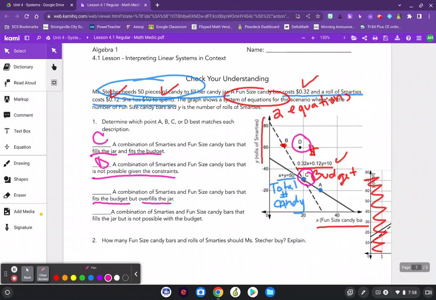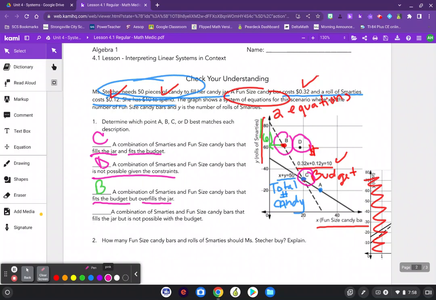And so my budget line is this dashed line. We already used point C. So this is going to fit my budget. This is going to work out to give me the $10, but it's not going to fill my candy jar. In fact, if I take a look, this lines up with about 61 on the y-axis. So it's like saying I have 61 Smarties and I can only have 50 pieces of candy. So I'm already over my jar. And so B is going to be the answer here.